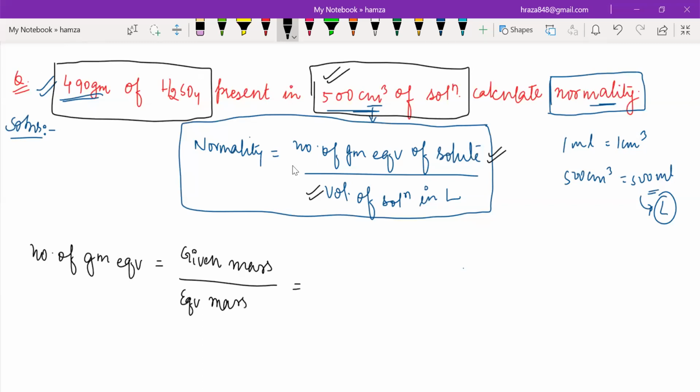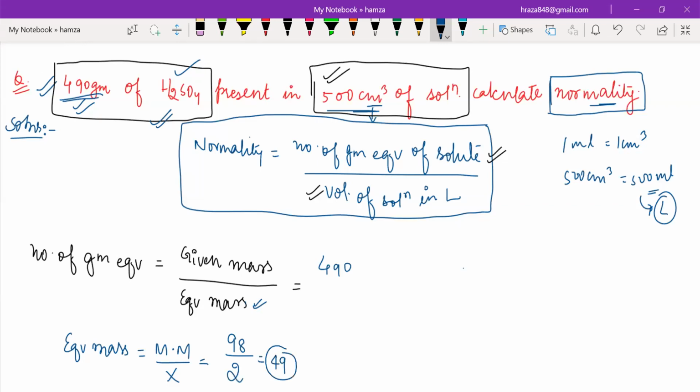Now you can see given mass is given, that is 490 gram. But what about equivalent mass? Then another formula comes about equivalent mass. Equivalent mass is molar mass upon X. X is valence factor or N factor. Molar mass of H2SO4 is 98, and since it is an acid, H2SO4 can give 2 H plus. That's why X has a value 2. So we got equivalent mass, that is 49.